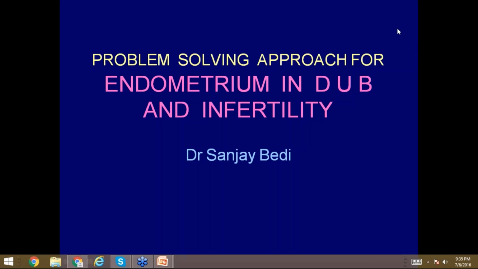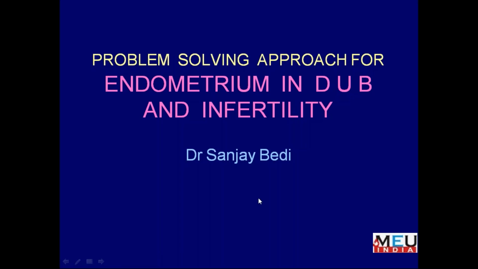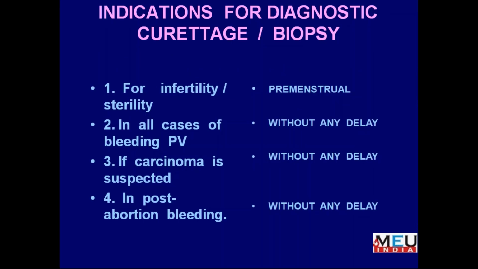Now, the endometrium. Dysfunctional uterine bleeding leading to endometrial curetting is one of the bread and butter investigations in any lab doing histopathology. The diagnostic curettage and biopsy timing has to be very carefully selected. If the patient is suffering from infertility or sterility, the sample has to be taken in the premenstrual phase, just before menstruation, so that any defects related to ovulation can be seen or detected.